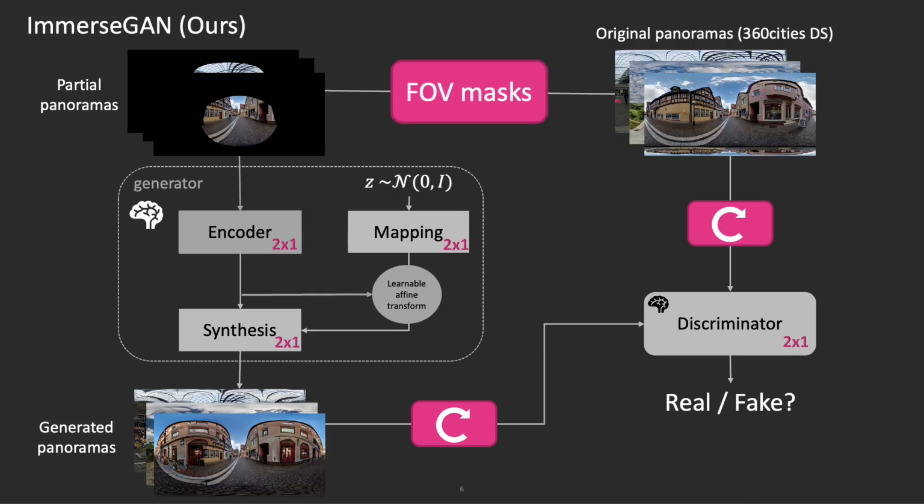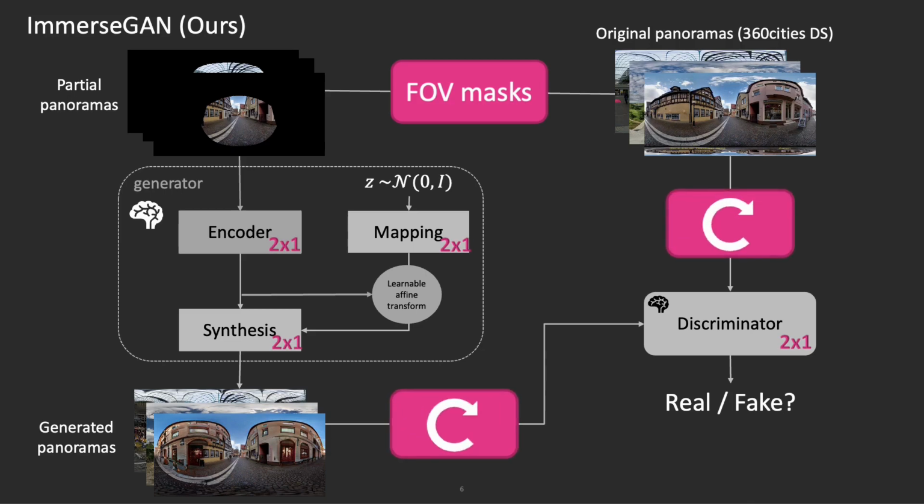First, we use field of view masks that are generated using conventional camera parameters. Next, we change the architecture of each block to work with 2x1 panoramas. Finally, we roll the output of the generator before feeding it to the discriminator to remove any boundary around vertical edges. The main limitation of this architecture is that you cannot modify the generated output without modifying the input.